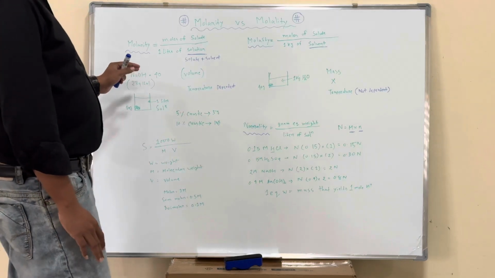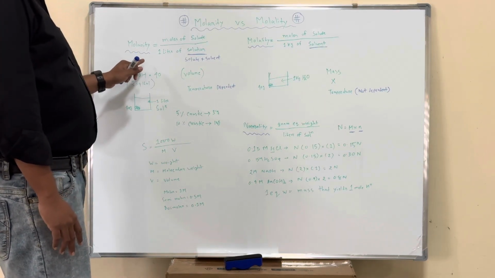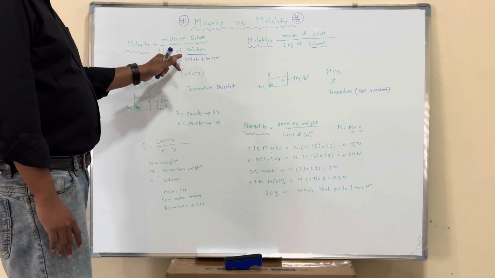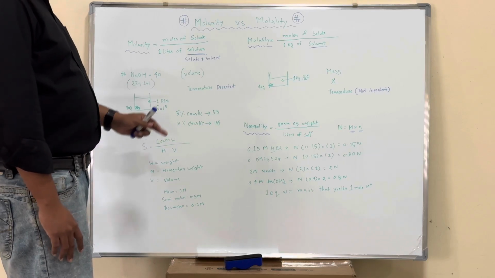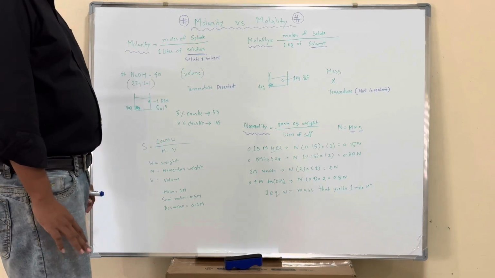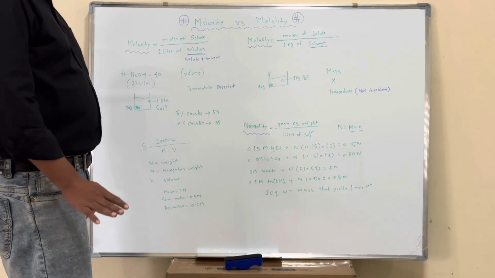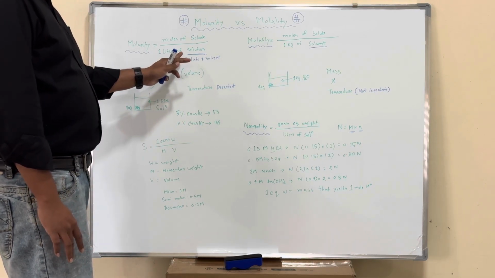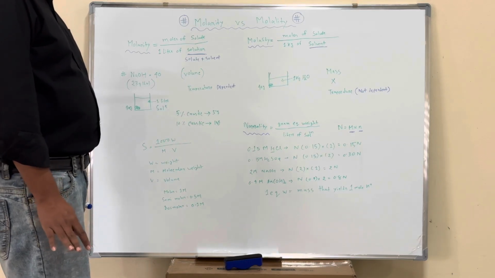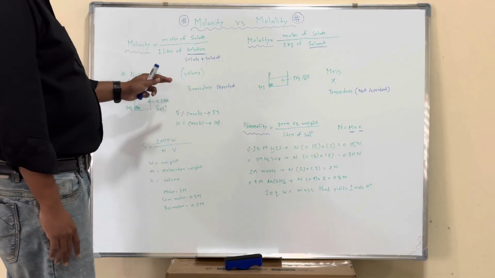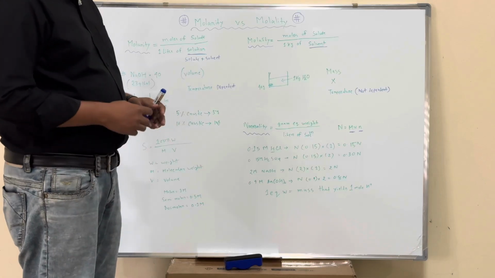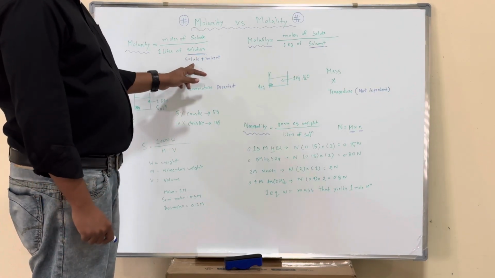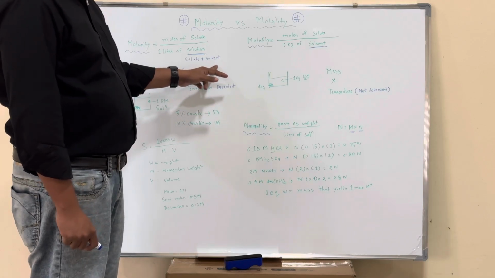For example, if I talk about the definition, molarity means the moles of solute per liter of solution. That means on the top it will be mole, like 1 mole, 2 mole, 3 mole, and on the bottom it will be liter of solution. Liter of solution means solution. How can we make a solution? Solution is the combination of solute plus solvent.